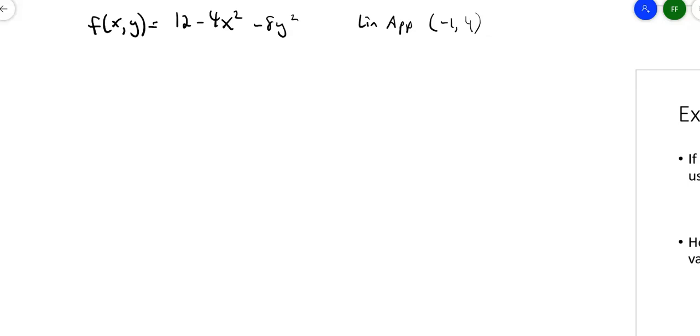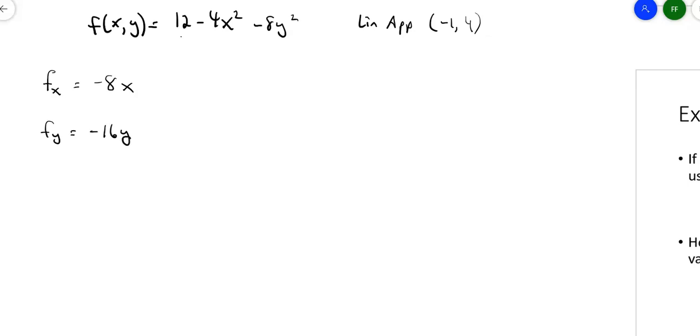First thing I need are some partial derivatives. So the partial derivative of f with respect to x is going to be what? The first and the last terms will just give me zeros. The middle term will give me negative 8x. The partial with respect to y will knock out the first term and the second term. The third term is just negative 16y.